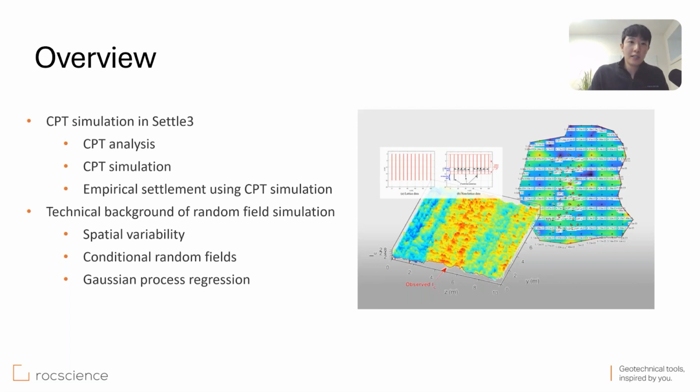Now, this sounds very magical, but we have all of this implemented behind the scenes with a very complex algorithm, which Dr. Cheng will assist us in explaining with his technical background in random field simulations. That covers how we use our data with spatial variability, conditional random fields, and Gaussian process regression to get those data, and what the simulations actually mean behind the scenes.